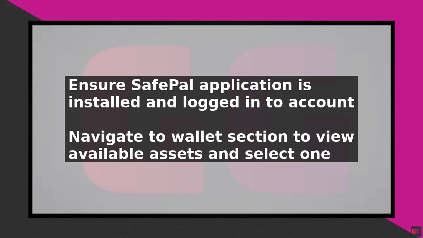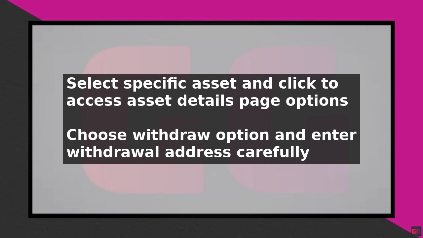Select the specific asset you wish to withdraw, such as Bitcoin or Ethereum, and click on it to access the Asset Details page. On the Asset Details page, you will see several options, including Send, Receive, and Withdraw. Click on the Withdraw option to initiate the withdrawal process.